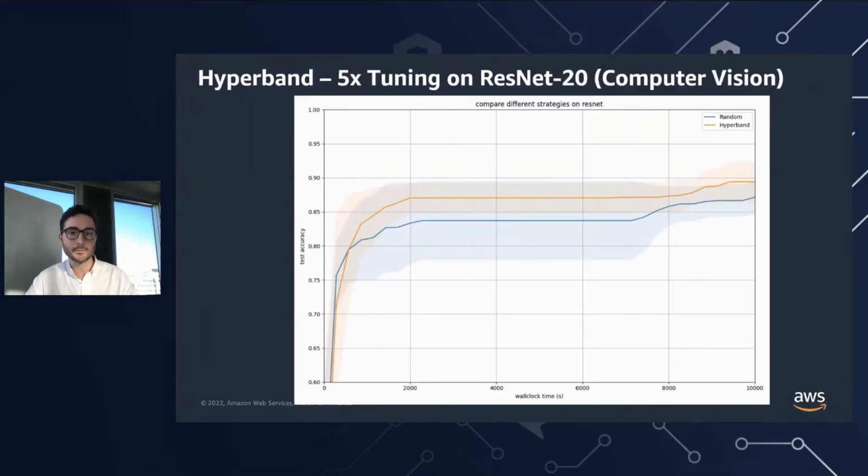Let's look at what's the impact of this. If we consider a computer vision problem, tuning a ResNet 20 architecture, comparing random search and Hyperband in terms of wall clock time to find the best test accuracy, you can see that the orange curve, Hyperband, is much faster at finding some level of test accuracy compared to random search. When we look at what random search finds in 10,000 seconds, Hyperband already found it in 2,000 seconds, which is a 5x improvement of your runtime.